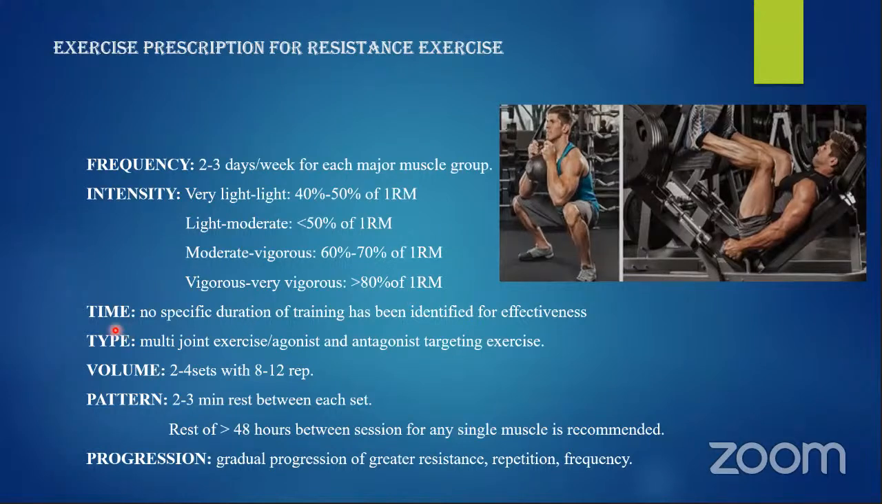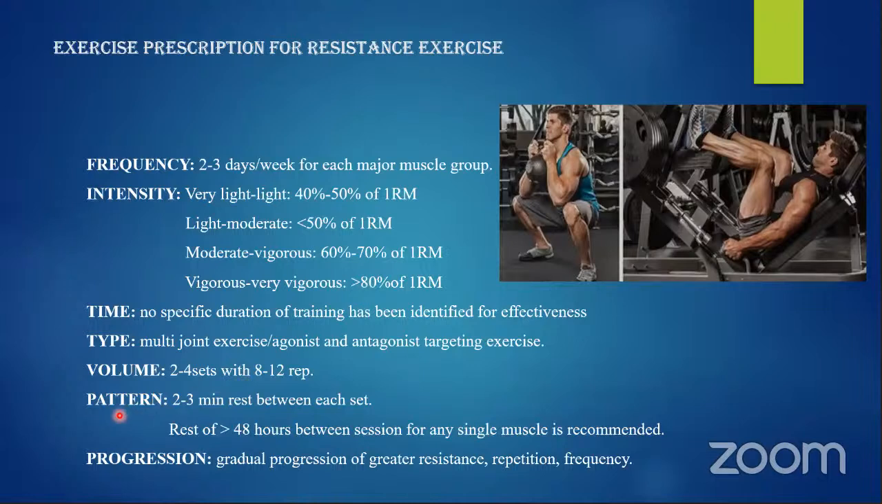Next comes the time. As far as resistance exercise is considered, no specific time duration for effectiveness has been identified. Next comes the type. It may be a multi-joint exercise or exercises targeting the agonist and antagonist muscle group. Next comes the volume. Volume is 2 to 4 sets with 8 to 12 repetitions per set.